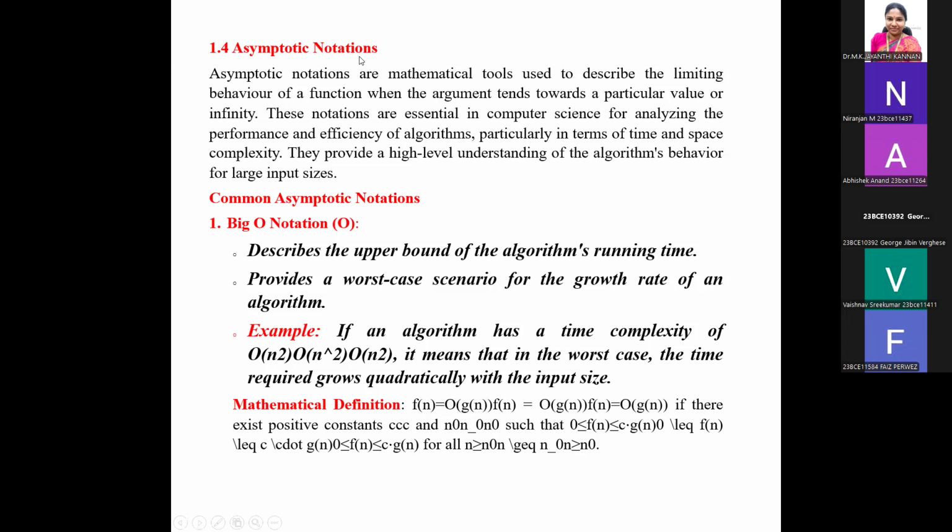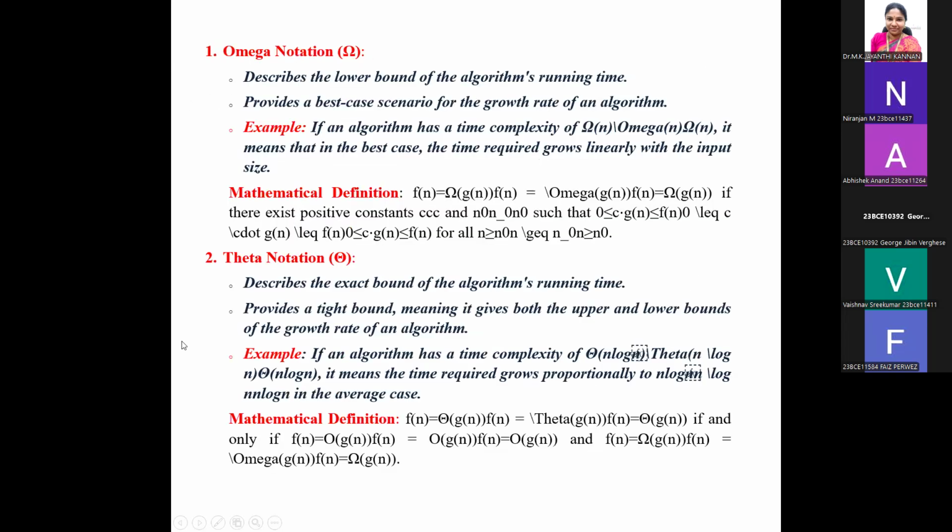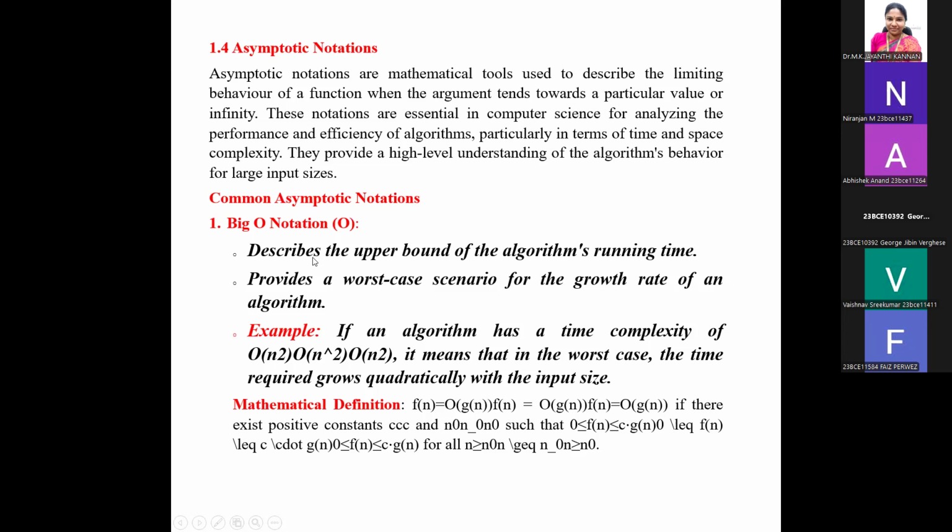So the common key notations used for asymptotic representation are three methods: the big O method, big omega method, and big theta method. What does this big O method mean? Here we are using the capital O. That representation is called order of n square, or we call it big O of n square.